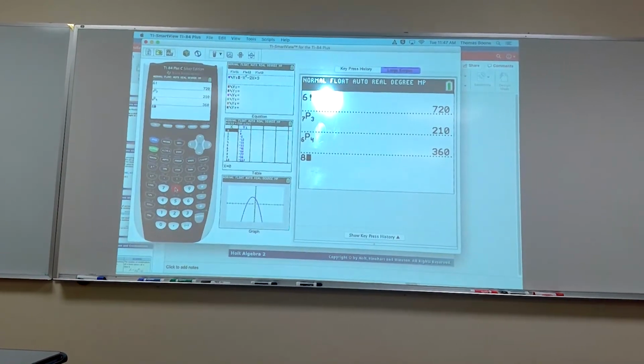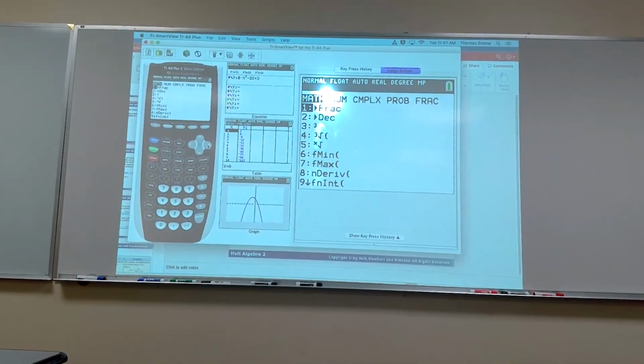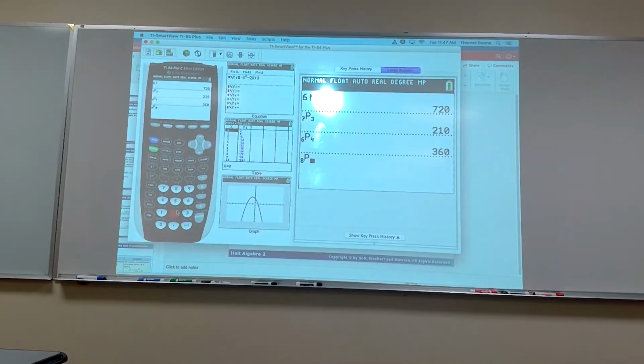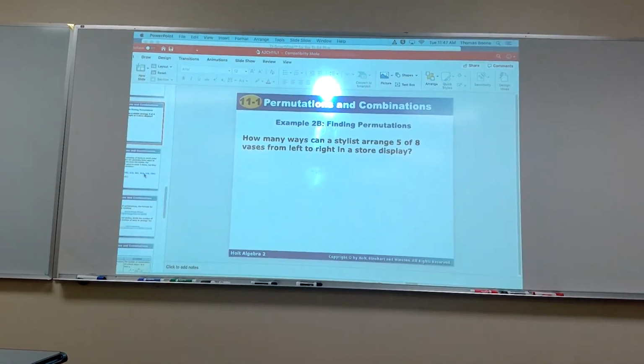We have 8, hit the math button, go over to probability, and we're doing the permutation, and we're going to pick 5. And there we go, there's our answer: 6,720 ways of arranging those vases. Crazy, crazy. All right, try a couple others here.